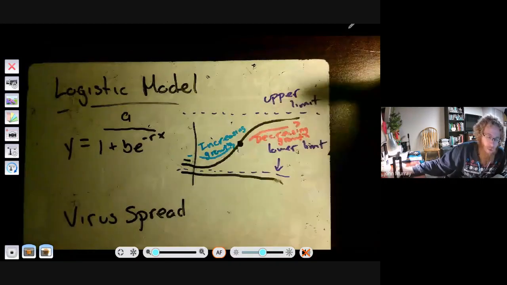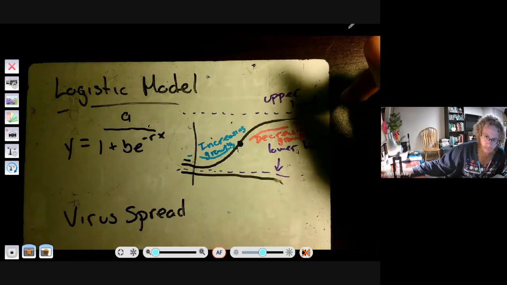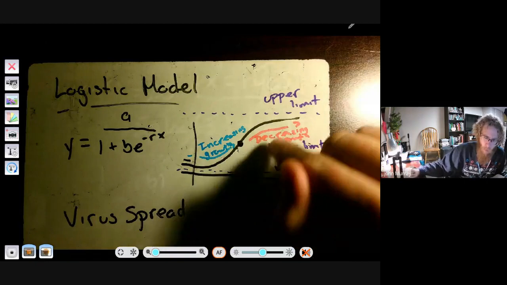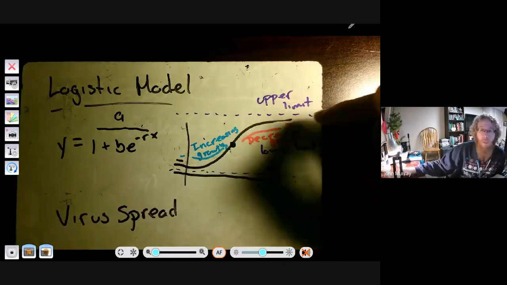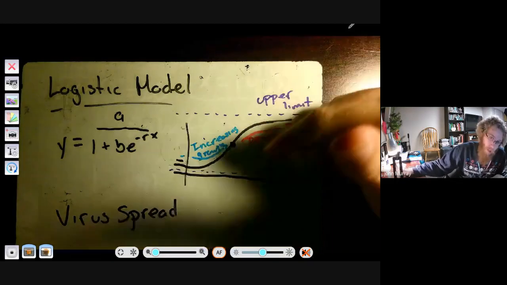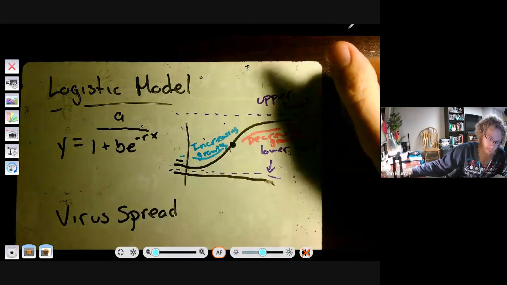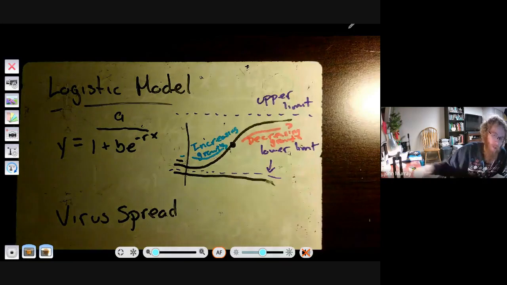Now, this upper limit depends on a few things. Again, if something's introduced, it automatically decreases it. But sometimes this upper limit is the total population. Once everybody's infected, you can't infect any more people. You're not going to go above that limit. But hopefully things come into play where that gets decreased on its own through outside sources.